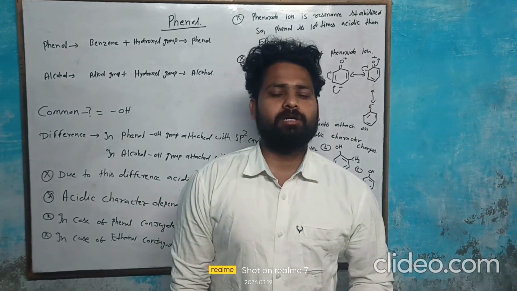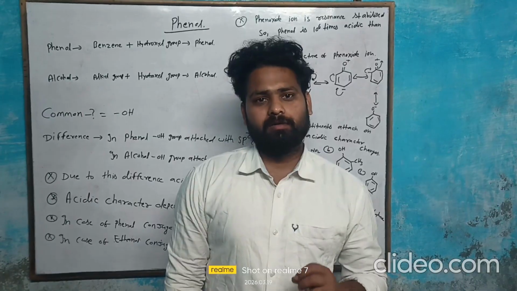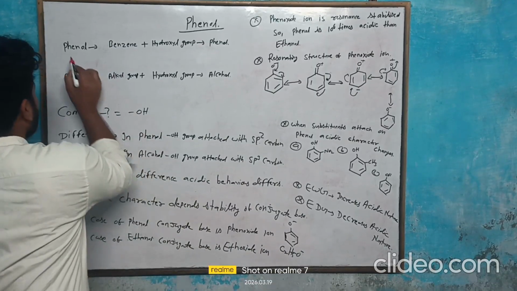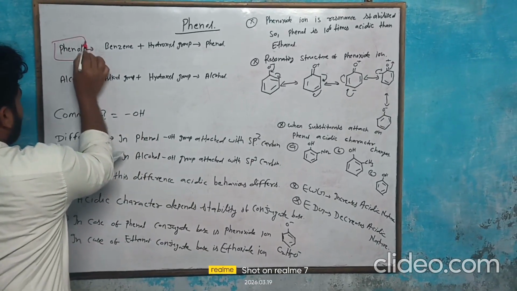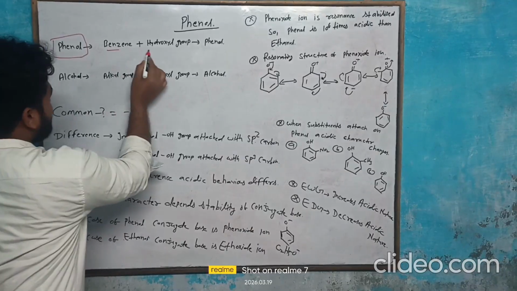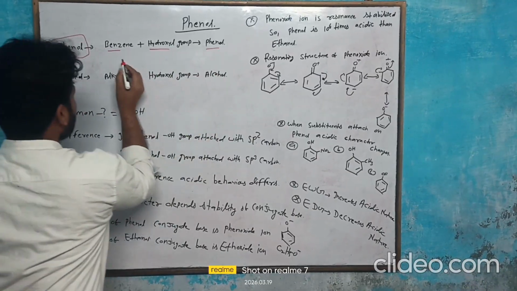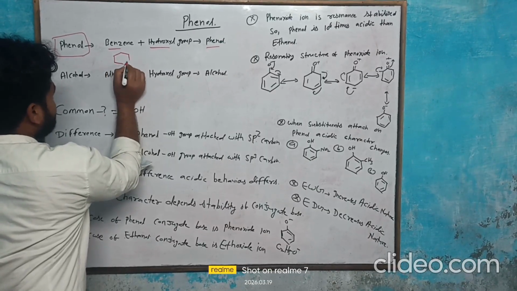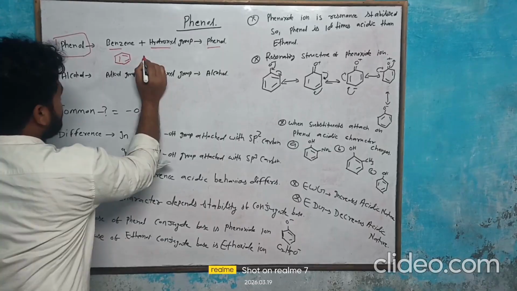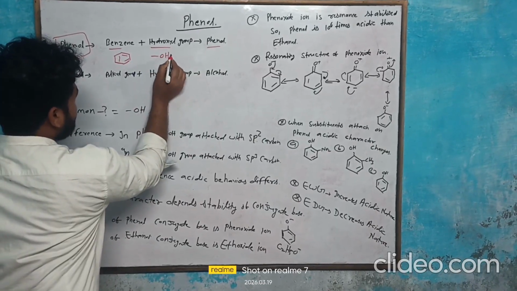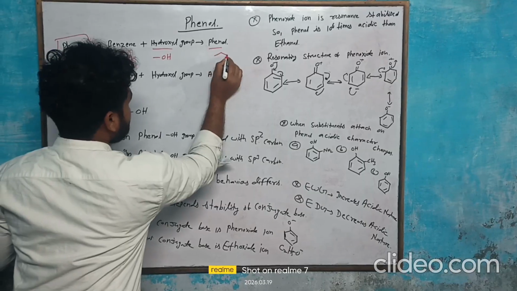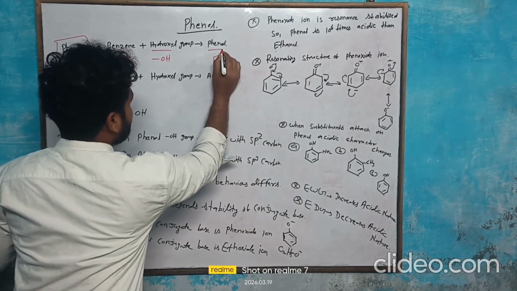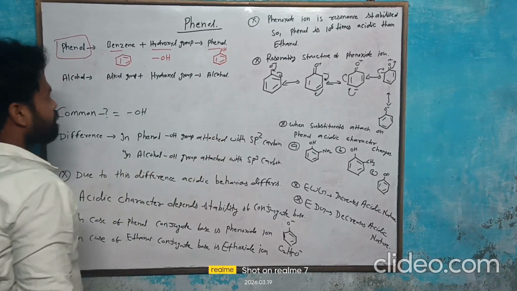I am going to discuss the topic phenol. First, we should know what is phenol. When a benzene ring is attached with a hydroxyl group, this chemical compound is called phenol. This is the benzene ring. When a hydroxyl group is attached with this benzene ring, this chemical compound is considered as phenol.